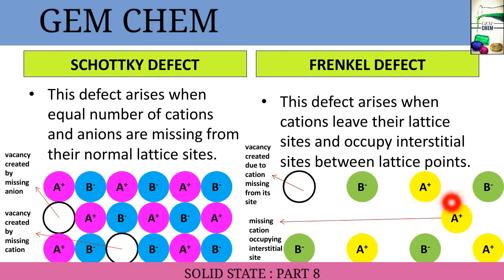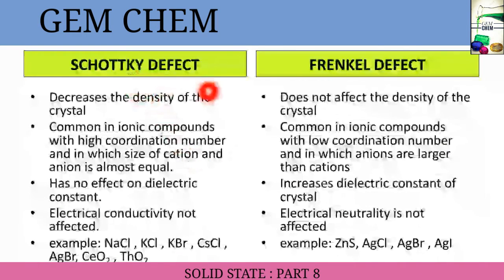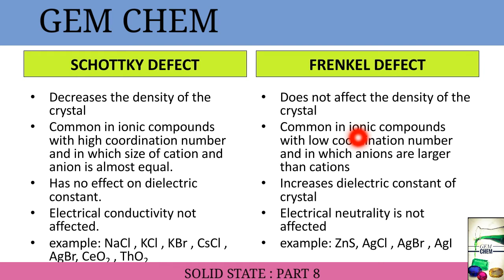Now we will see other differences between the Schottky defect and the Frenkel defect. Schottky defect causes a decrease in the density of the crystal, whereas Frenkel defect does not affect the density of the crystal. Schottky defect is common in ionic compounds with high coordination number, where the sizes of cation and anion are comparable or almost equal, whereas Frenkel defect occurs in ionic compounds with low coordination number, in which anions are larger than cations. And always remember, this is common also in covalent compounds.